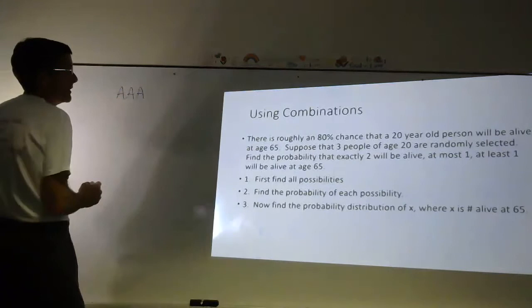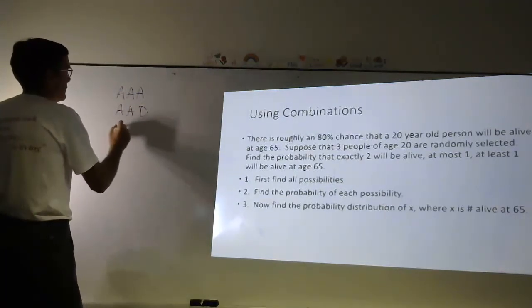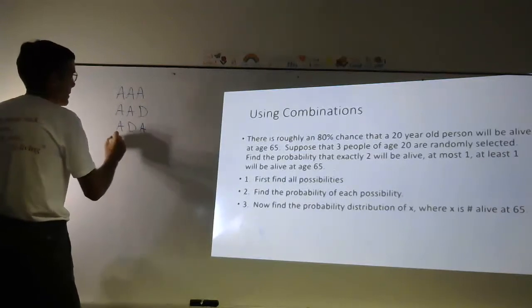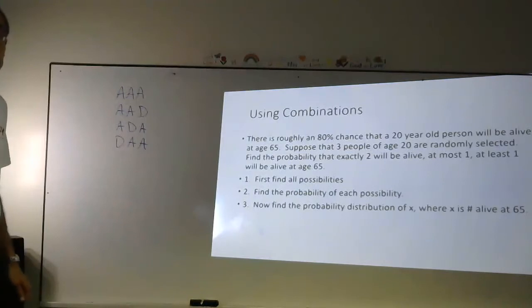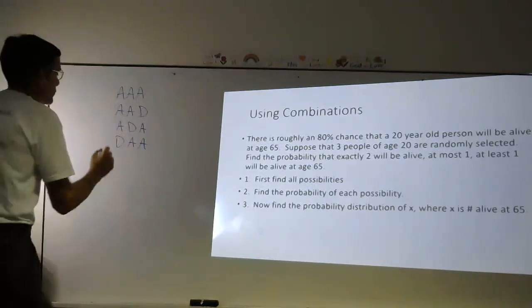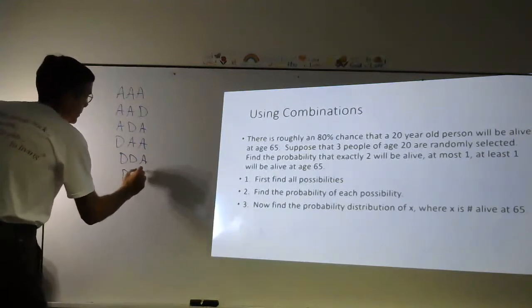all 3 alive at 65. We could have 1 dead at 65, but which one could it be? It could be any of those 3. So there's 3 possibilities, you see? You could have 2 dead at 65, but which 2?